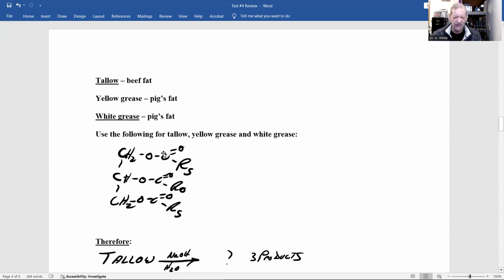Now, since I worked in this industry, I can teach you stuff that's not in the book, and that is you should know the chemical industry we call beef fat tallow. We call pig's fat, there are two types, yellow grease and white grease.